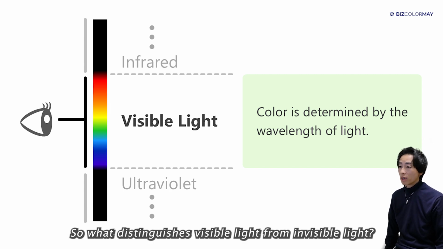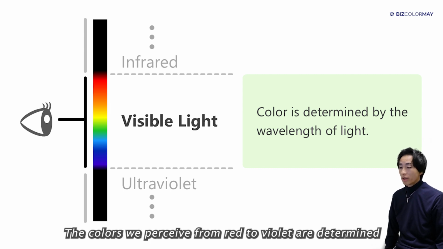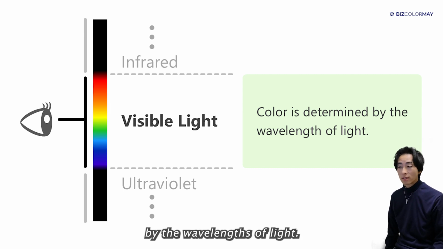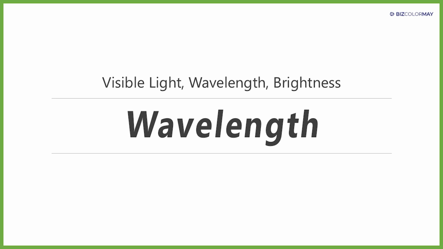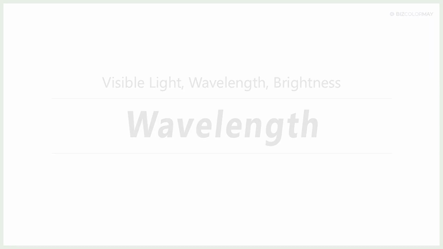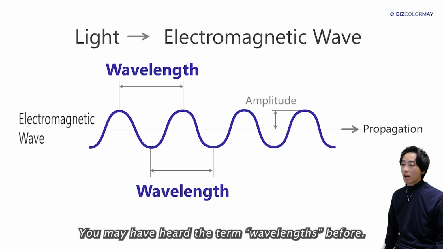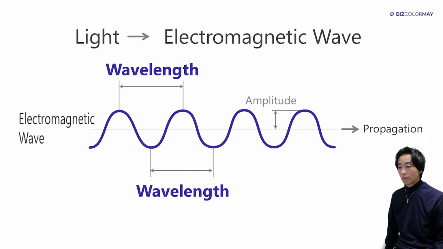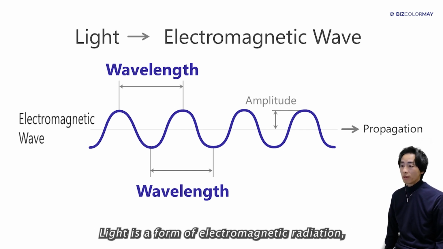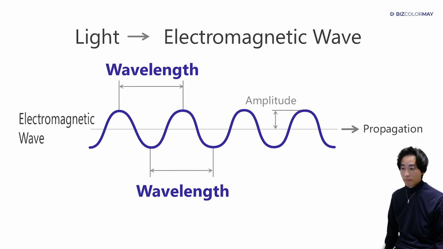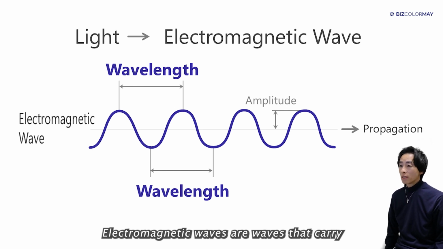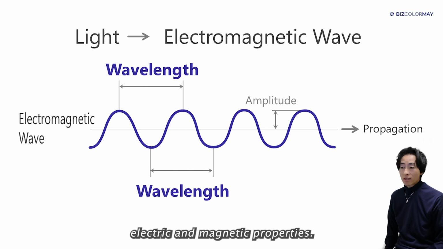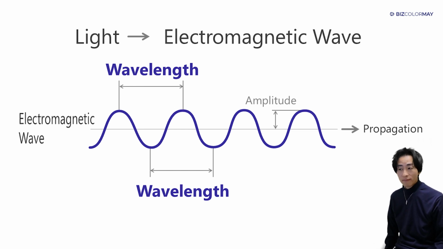So, what distinguishes visible light from invisible light? The colors we perceive from red to violet are determined by the wavelengths of light. You may have heard the term wavelengths before. Light is a form of electromagnetic radiation. Electromagnetic waves are waves that carry electric and magnetic properties.